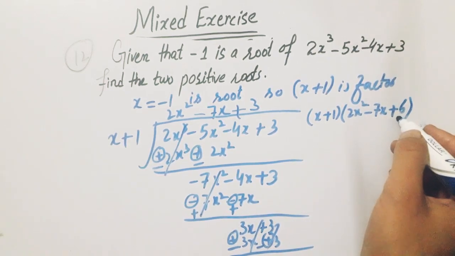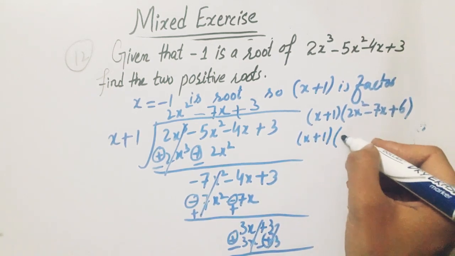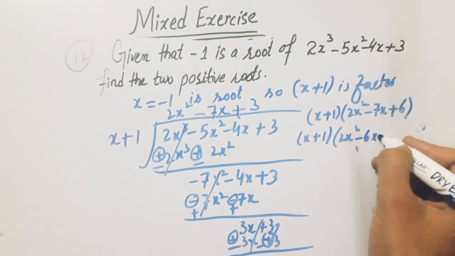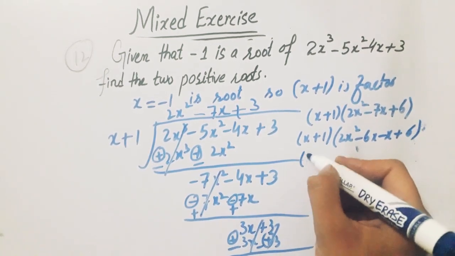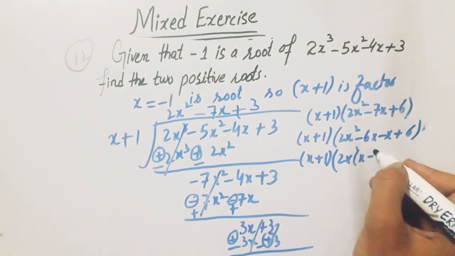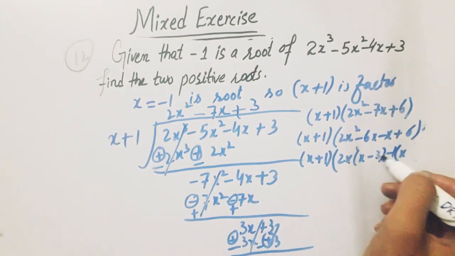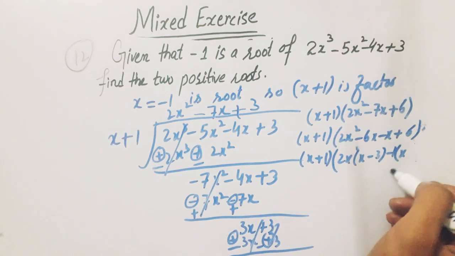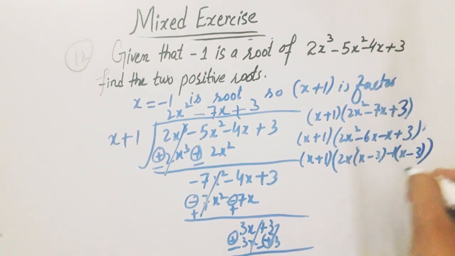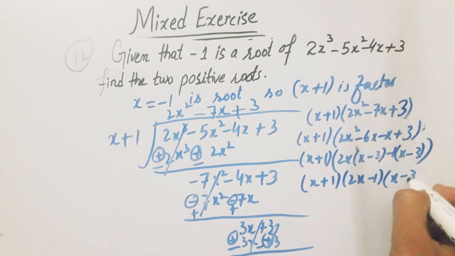Now make the factors of 6 such that when they are added they give 7. So x plus 1 into 2x square plus 6x minus 6x minus x plus 6. Now from the first two terms you will take 2x as common, remaining is x minus 3, minus 1 into x minus 3. The factors are x plus 1 into 2x minus 1 into x minus 3.